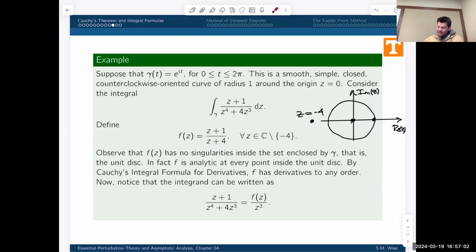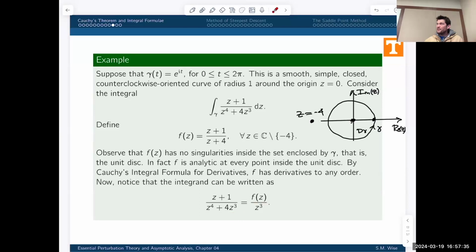So f has no singularities inside of the set enclosed by gamma, namely that set we called previously D gamma. There are no singularities in there. So how does that help us compute this integral? Well, notice that this is not all of the integral here. Notice that the integrand can be written as f of z over z cubed. Simply multiply it out, and you'll see that that gives you the integrand.